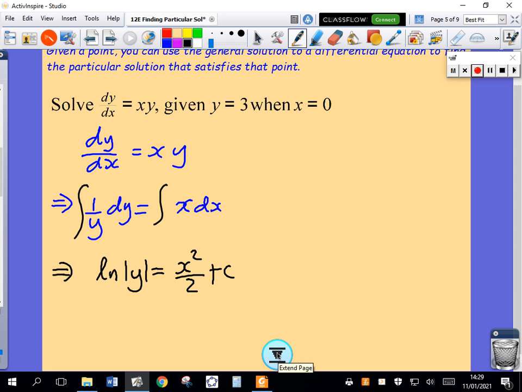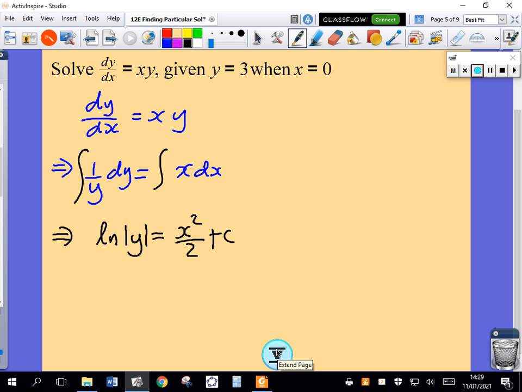Next thing, I'm going to address the conditions on my variable at this point. So we're told that y has to equal 3 when x is equal to 0. So I'm going to substitute in, or in fact, let me just write it down nice and explicitly here: we know that y has to equal 3 when x is 0.